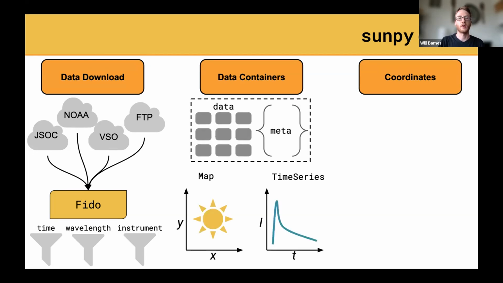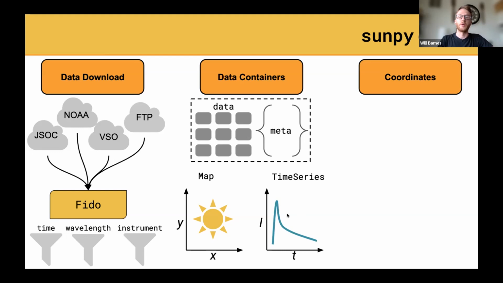So the other component of the core package is data containers, and our primary and only two are Map for 2D image data. That often boils down to the 2D image data itself plus the metadata that we get from the FITS header, which allows you to do things like coordinate transformations between the pixel coordinates of your image and the actual world coordinates, say on the Sun, or specifying things like the exposure time of your image or what date that image was taken.